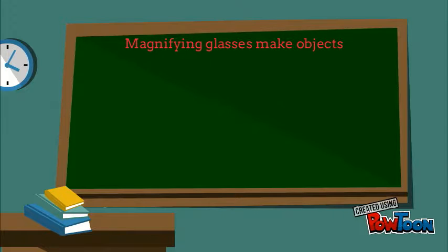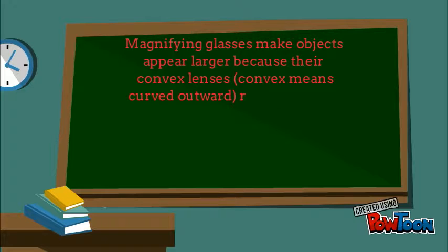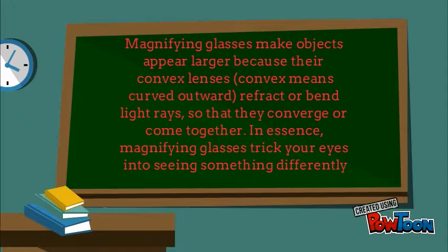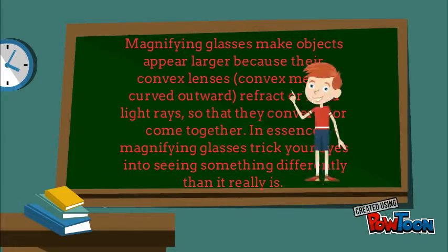Magnifying glasses make objects appear larger because their convex lenses, convex meaning curved outward, bend light rays so they can converge or come together. In essence, a magnifying glass will trick your eyes into seeing something differently than it really is.